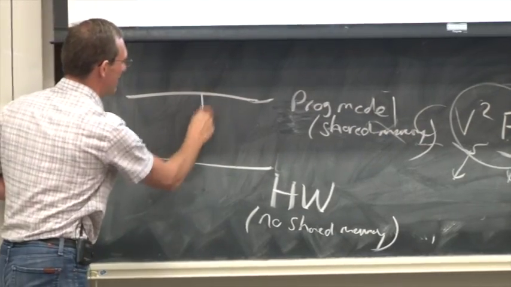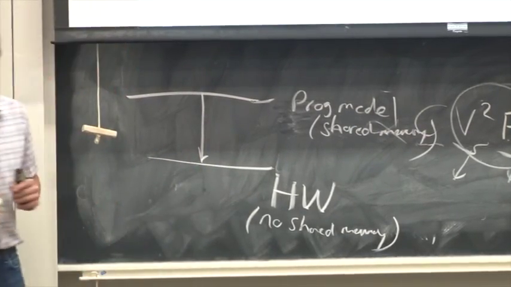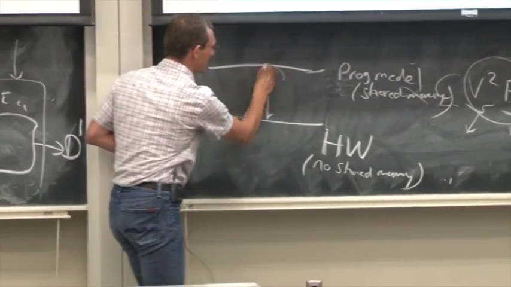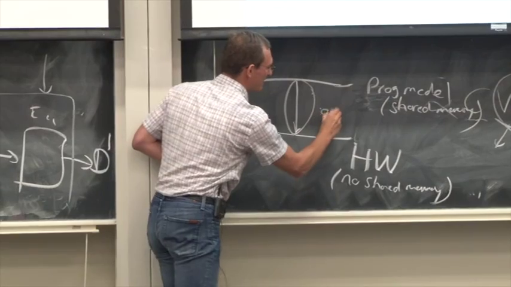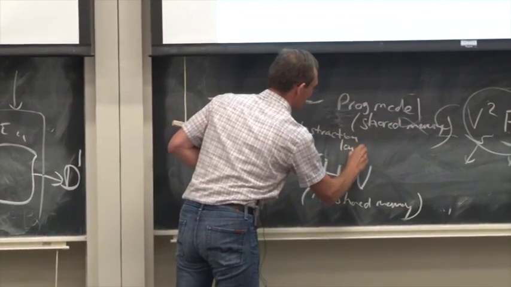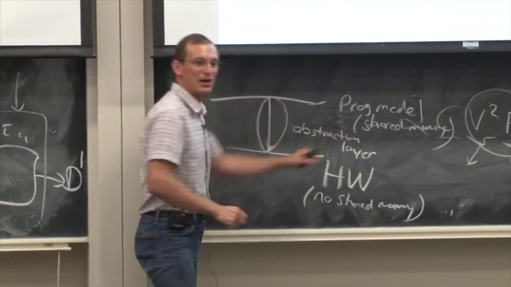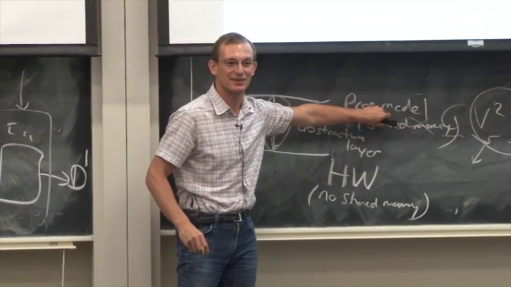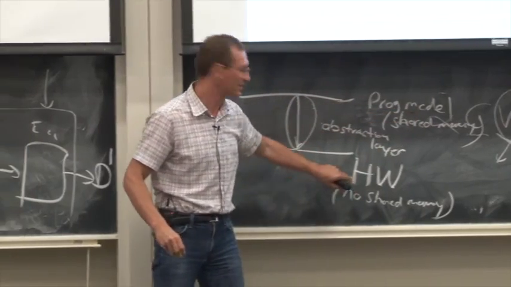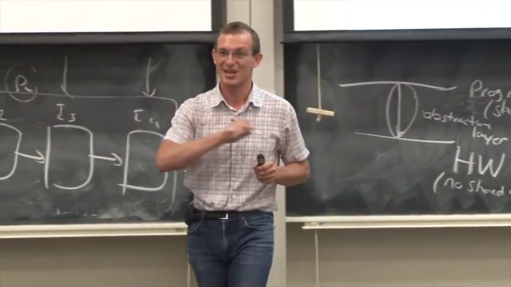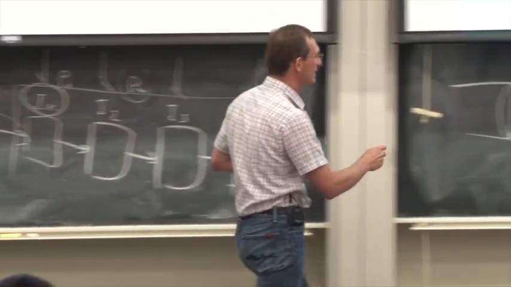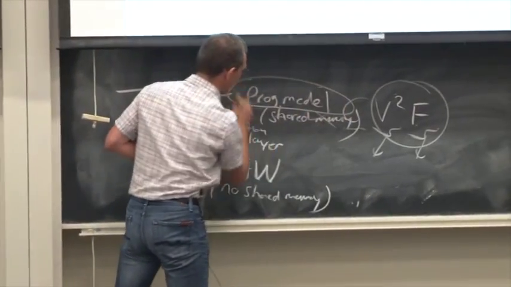But you can still perhaps execute this program on this hardware, right? Why? Because there is a translation layer or abstraction layer in between that can essentially take those operations that happen on shared memory locations and translate those into messages, send and receive. So we will cover this. This is the decoupling of the programming model and the hardware.